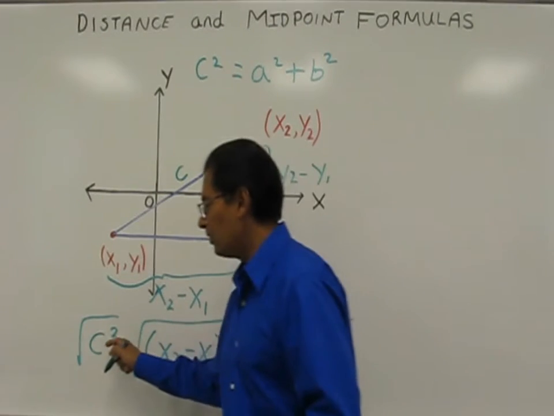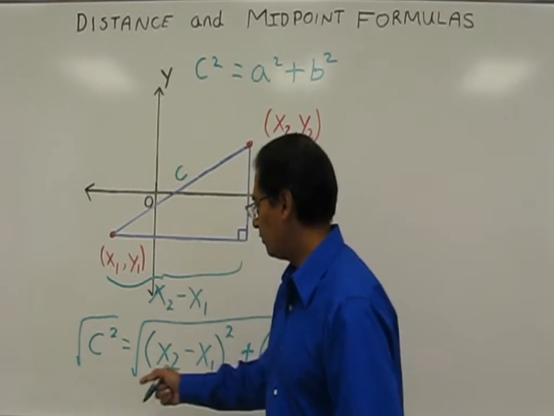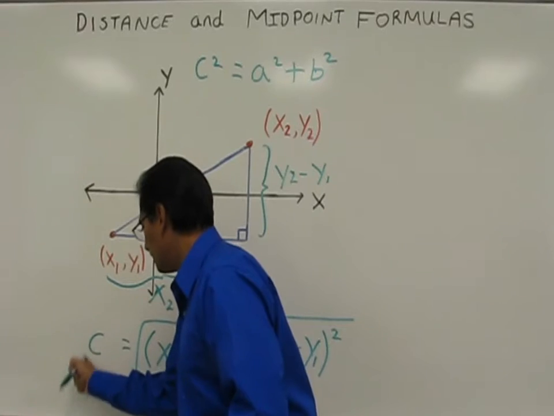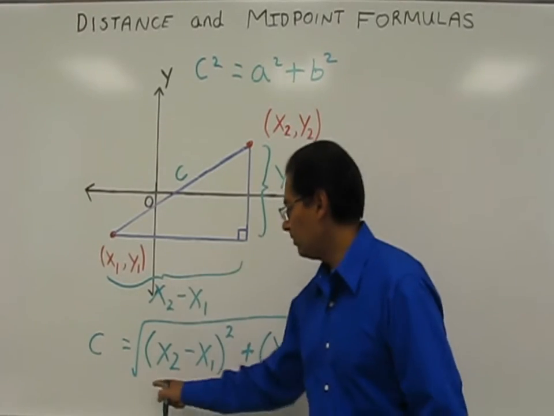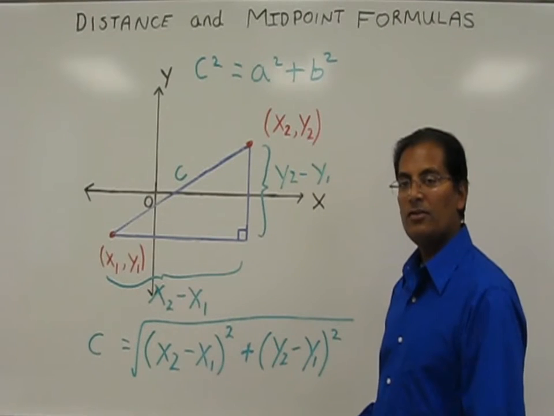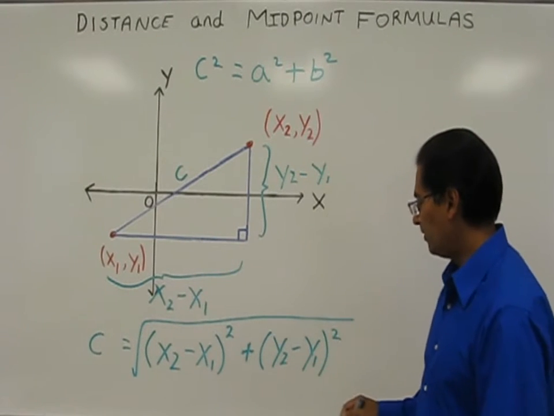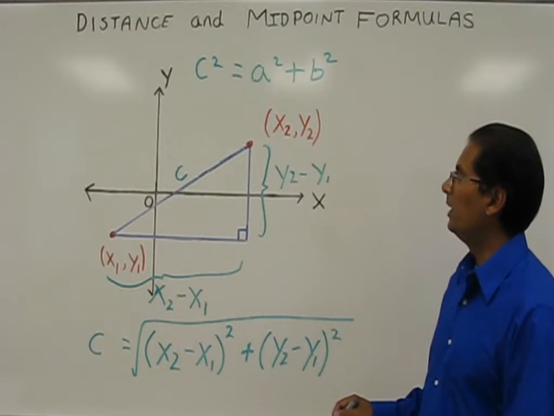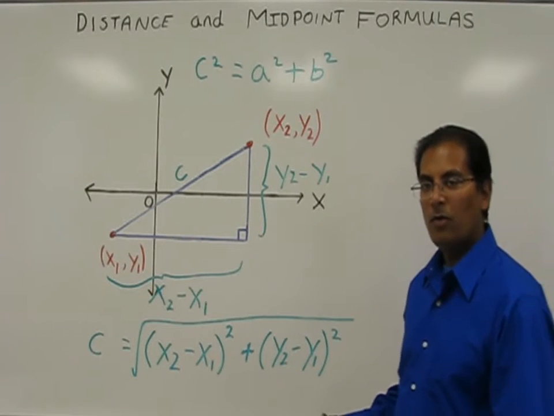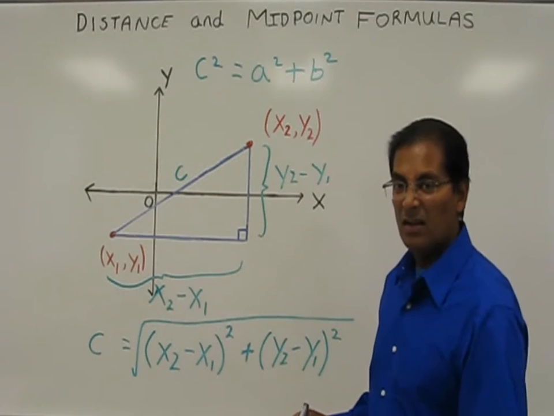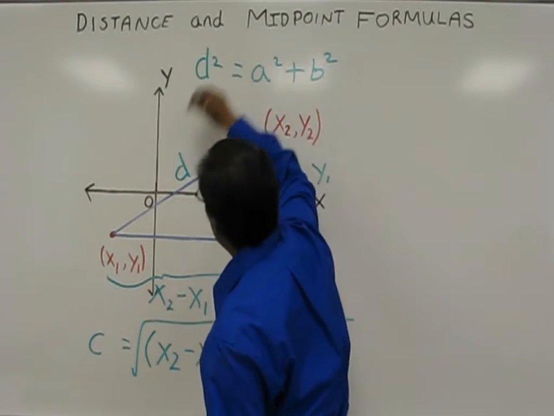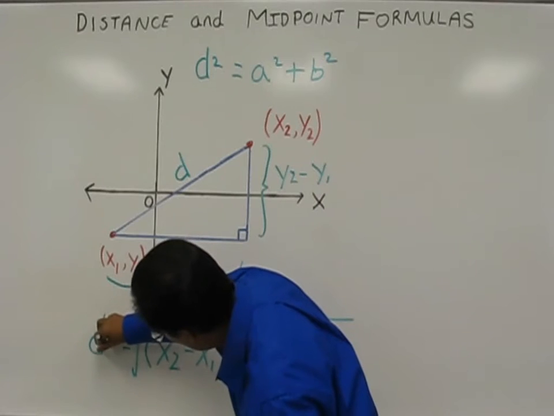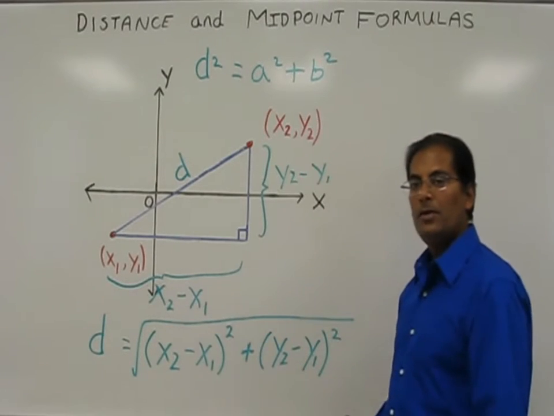However, when I square root a square, what happens? When you square root a square, that disappears. And so we're left with c, the distance between the 2 points, is equal to the square root of x2 minus x1 squared plus y2 minus y1 squared. Now, in math, we normally call this distance d. So I'm just going to change this to d, because that's what we're used to. And so that's the distance formula between 2 points.